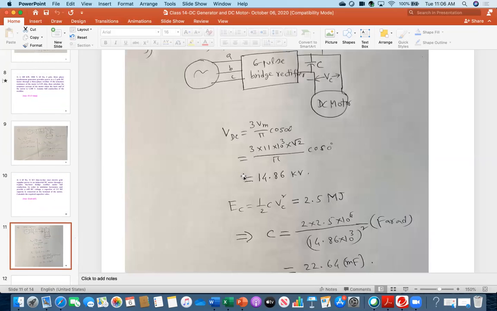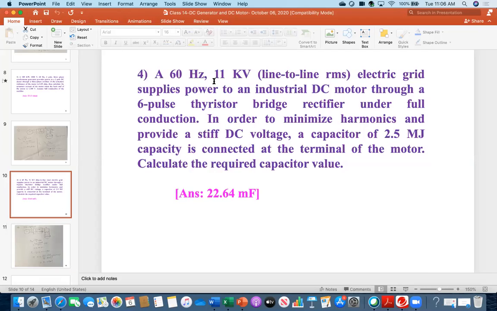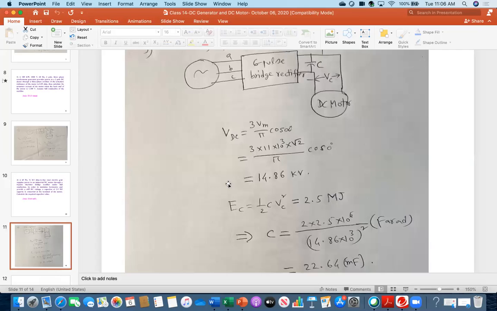So I think I have done this one here. Again, you see that brief schematic. This is the capacitor. First, I am using that equation. Everybody look, VDC equal to 3 Vm by pi cosine of alpha. Vm was, I think, 11 kV. You see, 11 kV. So I'm converting 11 into volt, and then root 2, cosine 0 degree. So I got 14.86 kV.